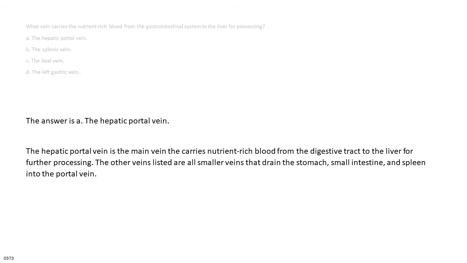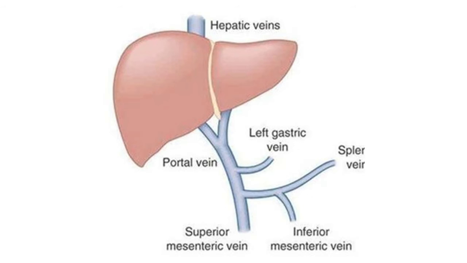The answer is A. The hepatic portal vein. The hepatic portal vein is the main vein that carries nutrient-rich blood from the digestive tract to the liver for further processing. The other veins listed are all smaller veins that drain the stomach, small intestine, and spleen into the portal vein.